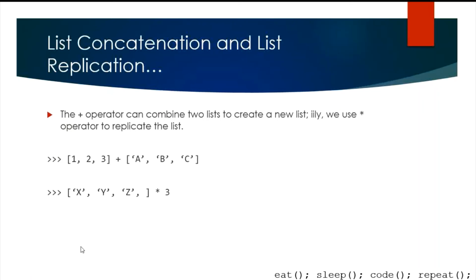This is the same operation we have seen also in strings. You can check that out again. So we have two lists, 1 2 3 and 'ABC' inside single quotations. If I concatenate them, I'm going to get 1 2 3 ABC in a single list. That is the new list created. Similarly, if I want to replicate it 3 times, I'm going to do this. Is that clear? So this is how we replicate or concatenate.